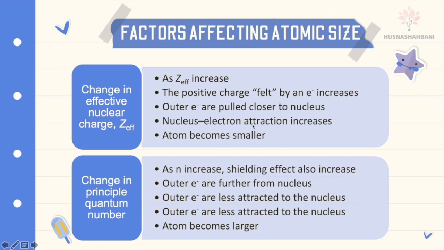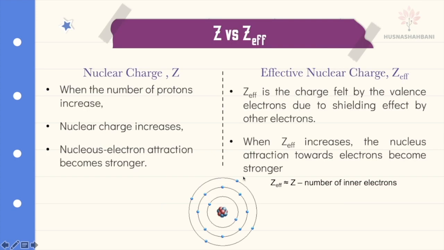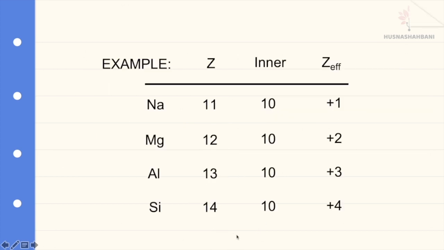So nucleus-electron attraction increases, and the atom becomes smaller. The attraction of the protons towards the electron is stronger. When it attracts stronger, this distance will become closer and closer. If this charge is strong, it attracts the electron, and the electron will become closer to the nucleus, so the atom size will become smaller.